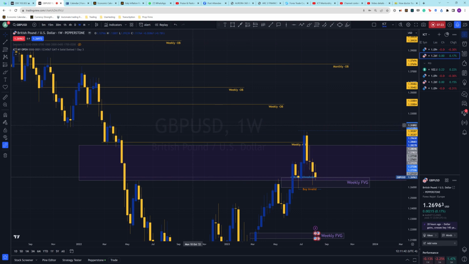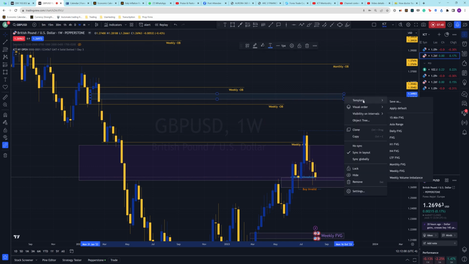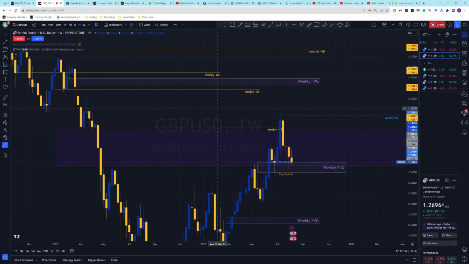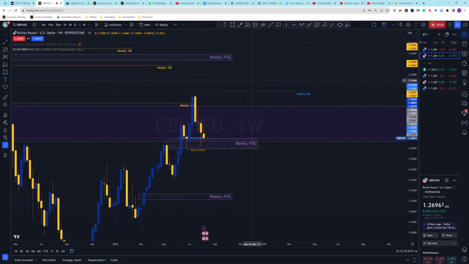Because what are the targets that we have? We don't have a lot of targets up here. I mean, we have a weekly fair value gap here, about here on the weekly. That's a pretty far away target. So we could see price drop after the volume imbalance. That's a fair assumption.